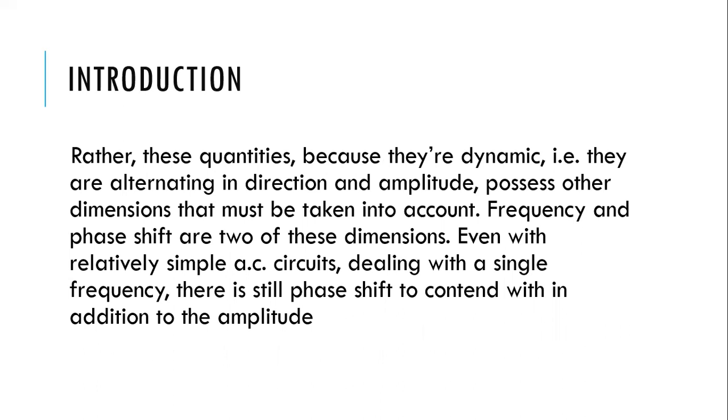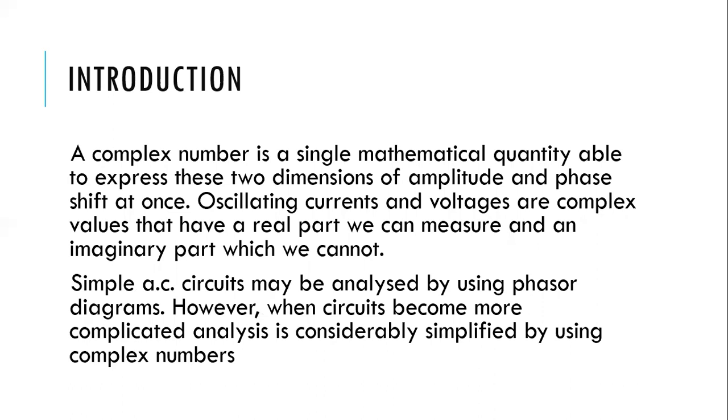The frequency changes because of the waveform. Even with relatively simple AC circuits dealing with a single frequency, there is still phase shift to contend with in addition to amplitude. So a complex number, as we said in the last lecture, is a single mathematical quantity able to express these two dimensions, that is the amplitude and the phase shift, at the same time. So oscillating current and voltage are complex values that have a real part, which we can measure, and an imaginary part, which we cannot measure.